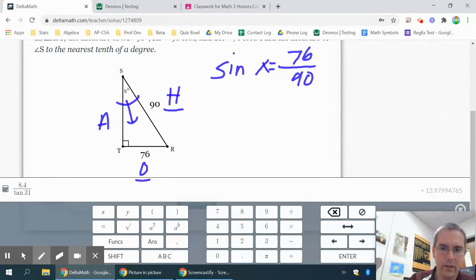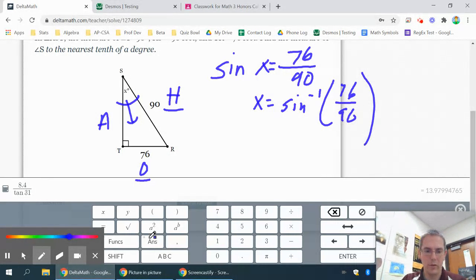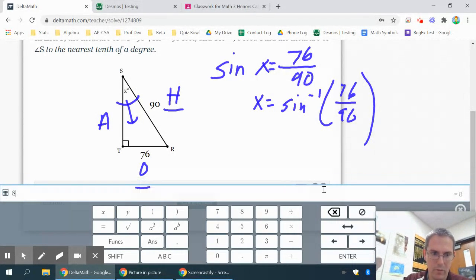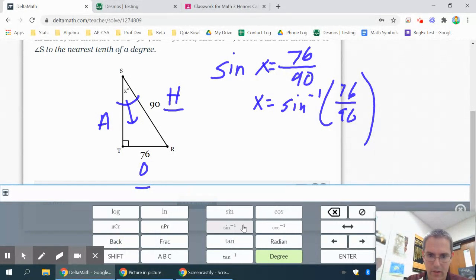And then to get rid of that sine, I do an inverse sine or an arc sine. So x will end up being arc sine of 76 over 90. You could reduce that if you wanted to, but the calculator will handle it for us, so I'm not going to worry with that. If you want to type this in, you can probably use the -1, but I'm going to show you where the function is. Let me back this up, get rid of what I had. And to get an arc sine, go to functions. And there it is right there, arc sine. Very handy.